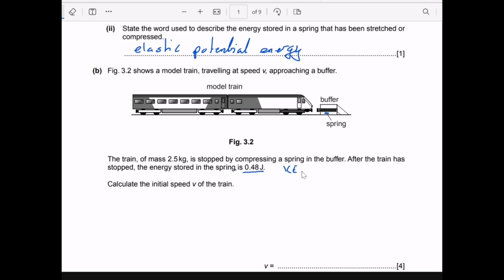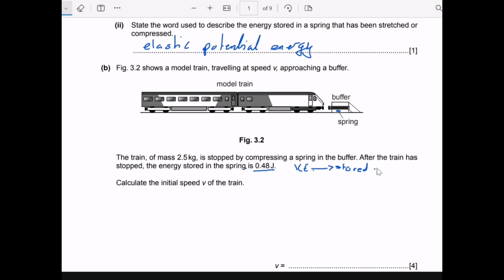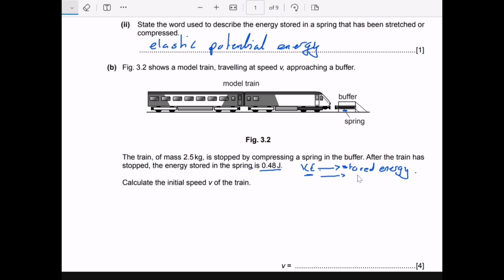Then, all this kinetic energy, remember the conservation law, what does it say? Energy cannot be created, it cannot be destroyed, but can only be transformed from one form to another. So the kinetic energy was transformed to stored energy, which is found in the spring. Okay, so we are considering that there was conservation of energy. All the kinetic energy that the train had was converted to the stored energy in the spring or in the buffer. Okay, so it's very simple to find the initial speed. We are simply saying that the kinetic energy was fully converted to the elastic potential energy.